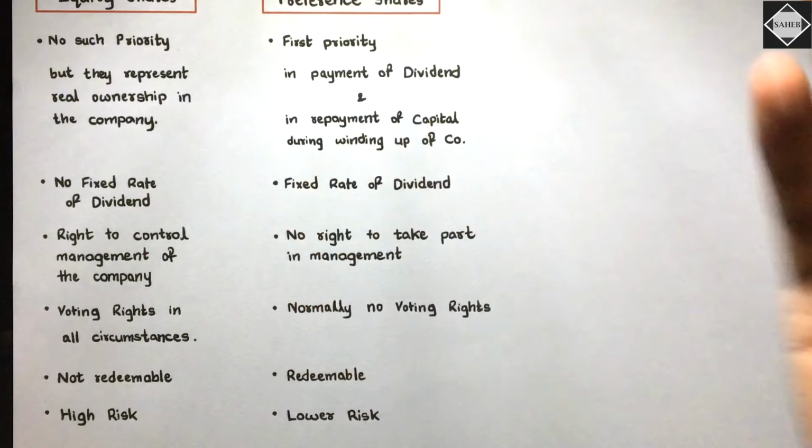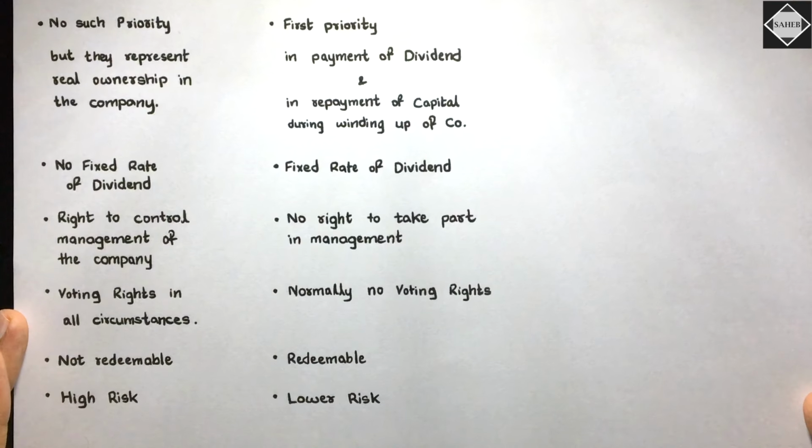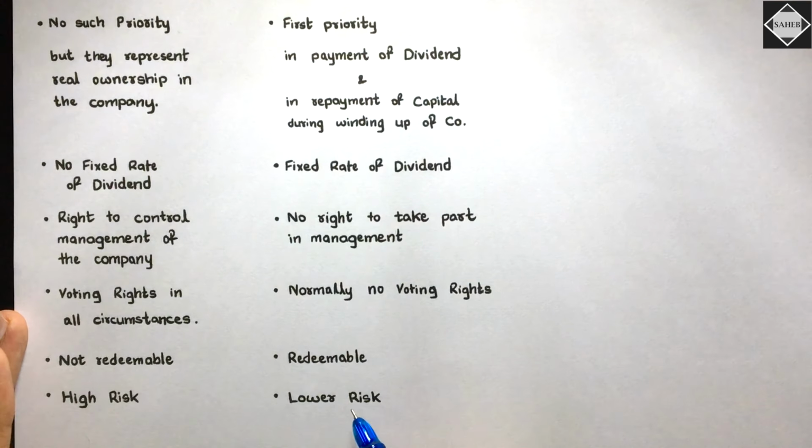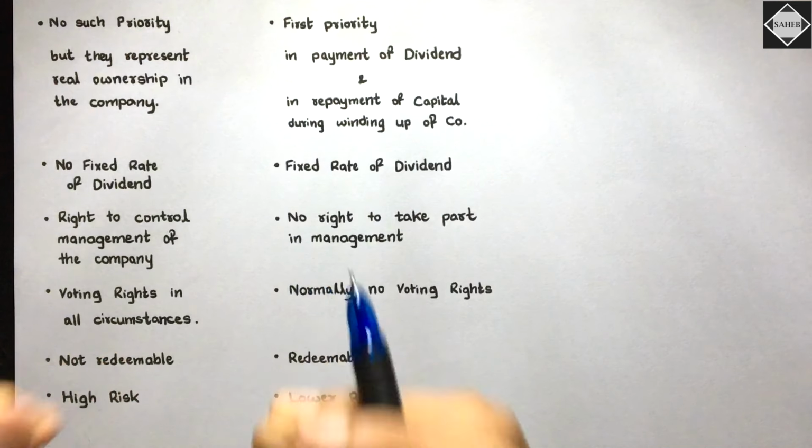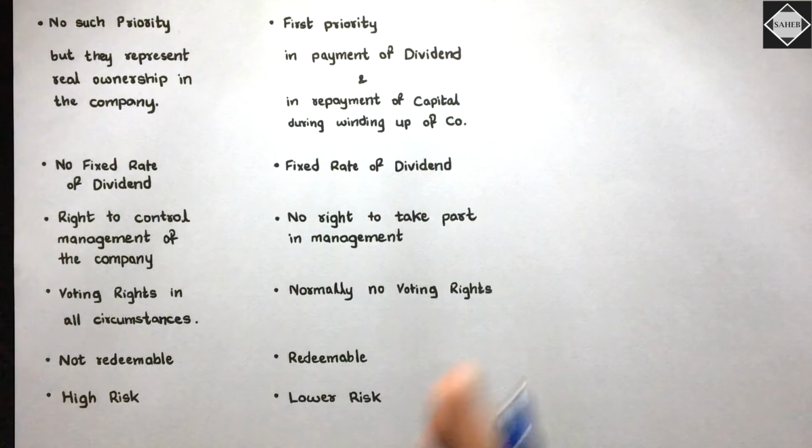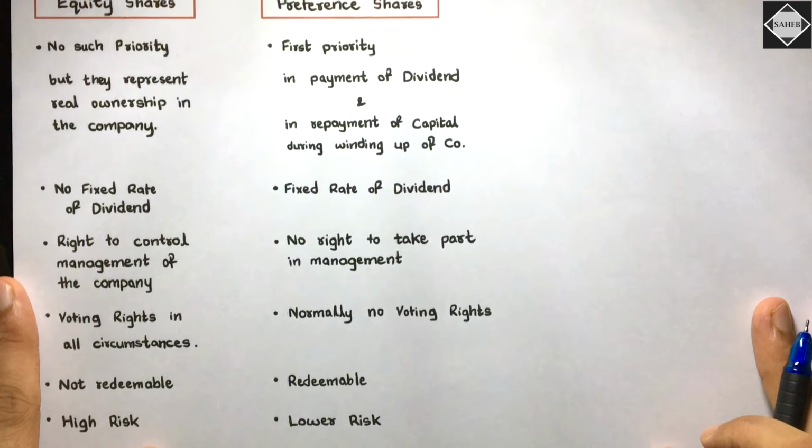So after knowing all these differences, you can understand clearly that in preference shares, there is lower risk compared to equity shares, but equity shares are the real owners of the company. They have the highest risk. Okay, these were the differences and the features of equity shares and preference shares.